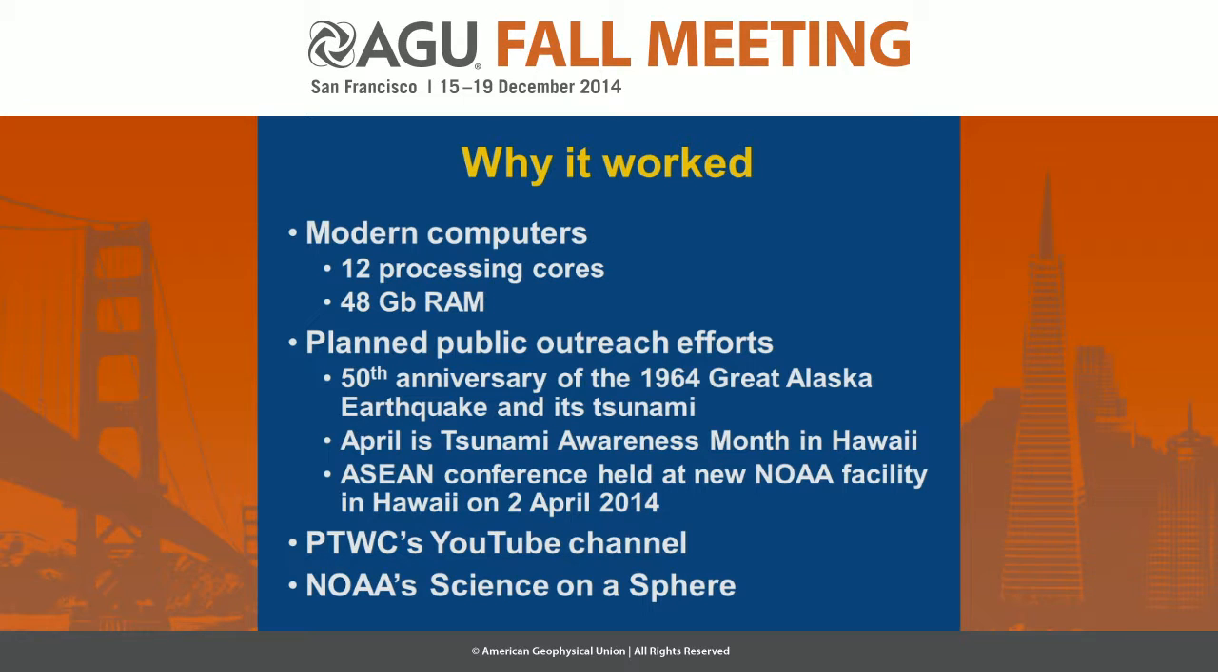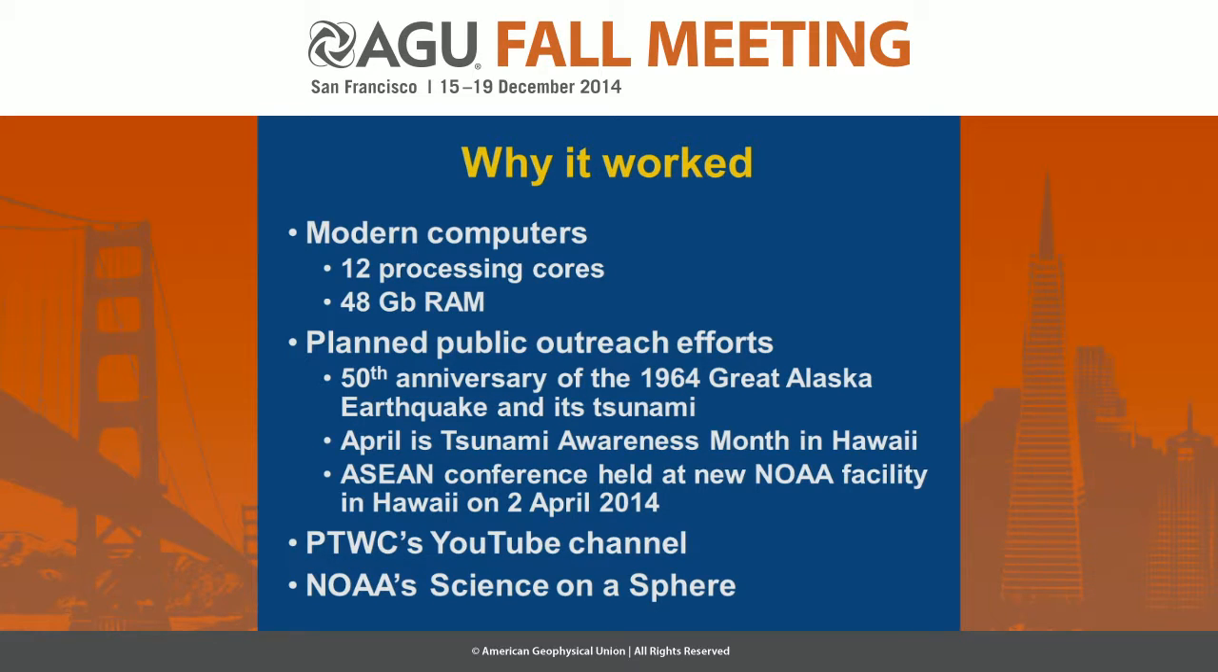And for more on why this worked, at PTWC we had a major computer refresh a couple of years ago that got us servers that each has 12 processing cores on it and 48 gigabytes of RAM. So there's the multi-threading I described and a lot of RAM that we can run our software in.